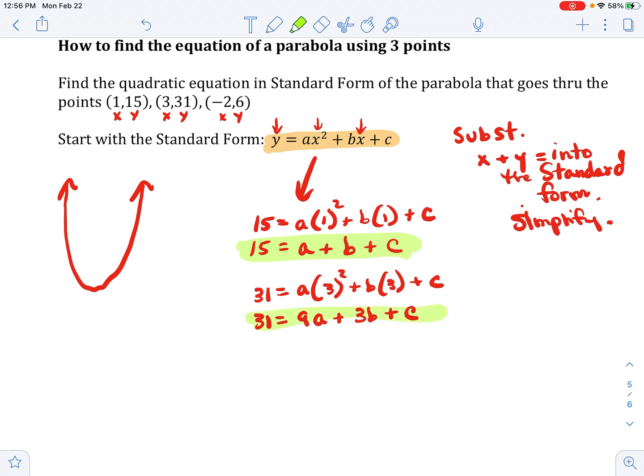So we got 6 equals a times negative 2 squared plus b times negative 2 plus c. So 6 is going to be equal to, let's see, negative 2 squared is 4, so that's 4a. B times negative 2 is minus 2b plus c. And this is equation number 3. All right, so we have 1, 2, 3.